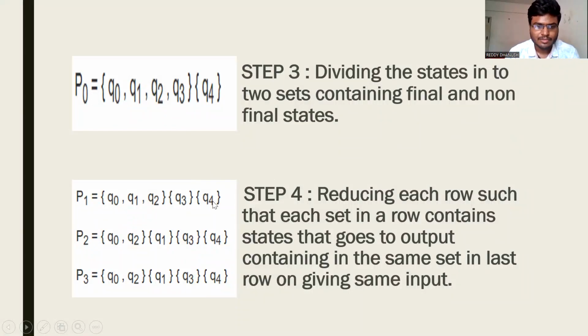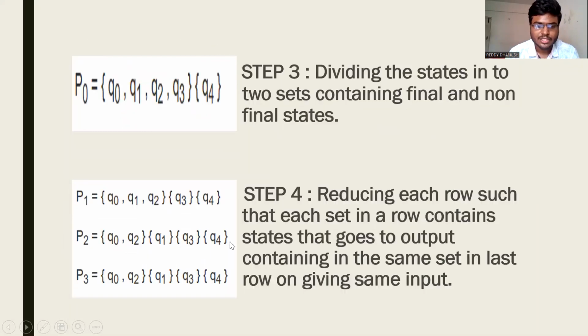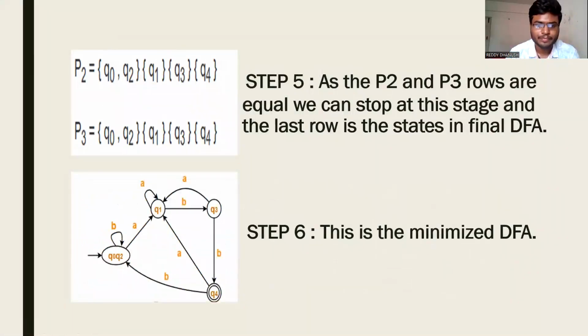Now, if we consider the row P2, we can check here Q0, Q1 on getting input A, it goes to states Q1, and Q0, Q1 on getting input B goes to the states Q2 and Q3. But as you see here, in the P1 row, Q2 and Q3 are not in the same set. So, in the P2 row, Q0 and Q1 will not be in the same set, they will be in different sets. Now, we will check for Q2 to which set it belongs to.